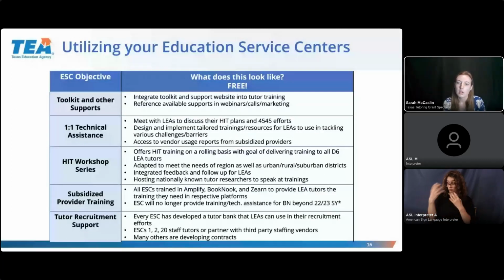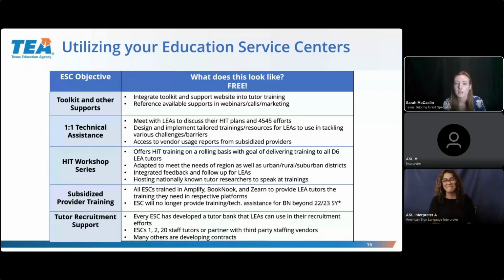And then a lot of them are starting to host nationally known tutor researchers to speak at trainings. And so if there is an element or a piece of this puzzle that is outside of their scope, they are doing everything they can to pull in supports from all over the place and provide you guys with free opportunities as Decision 6 districts to go and to listen to some of the leading experts, like what we're doing today.